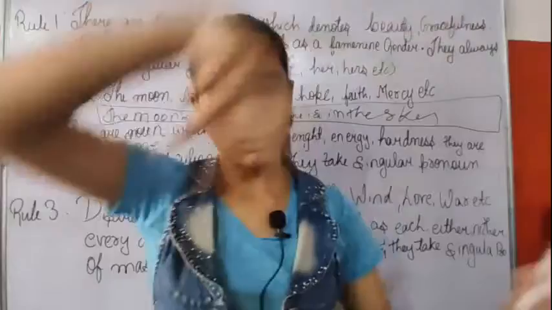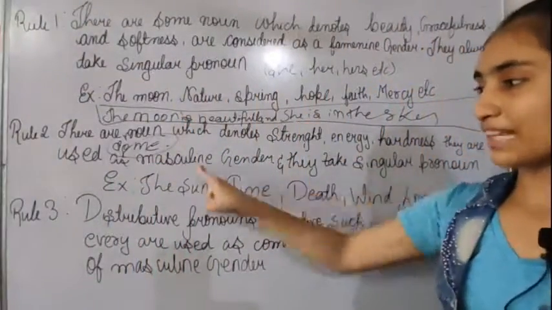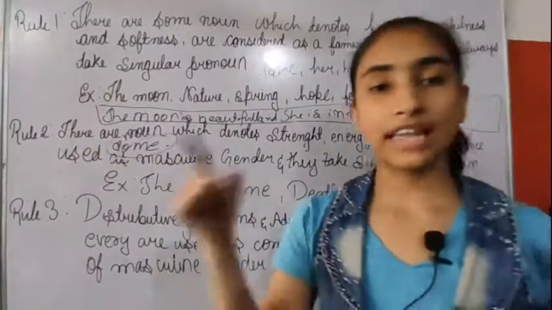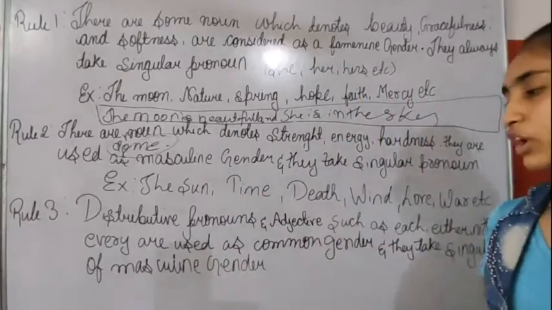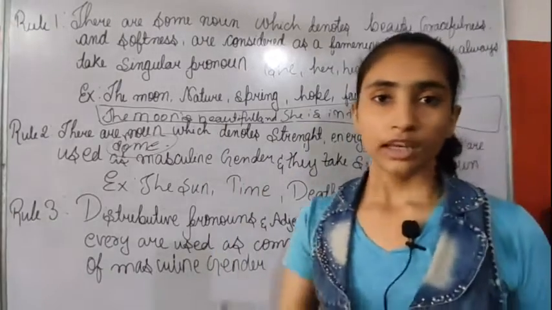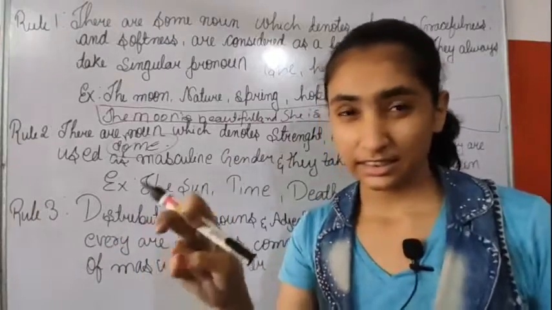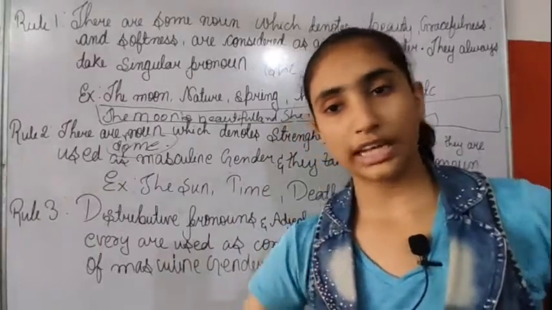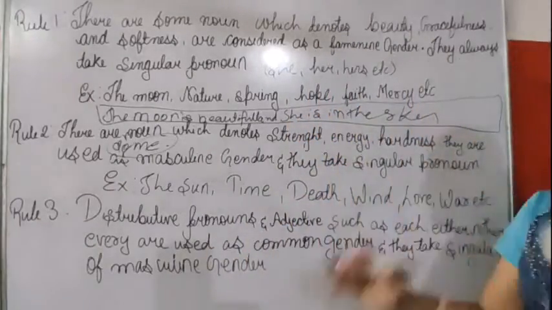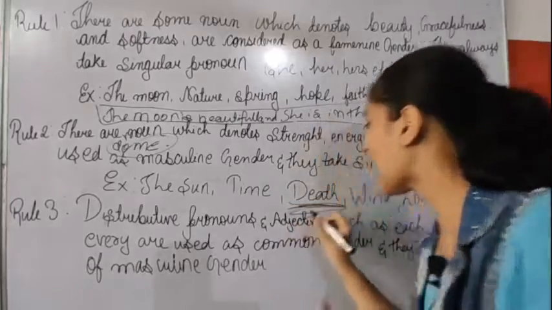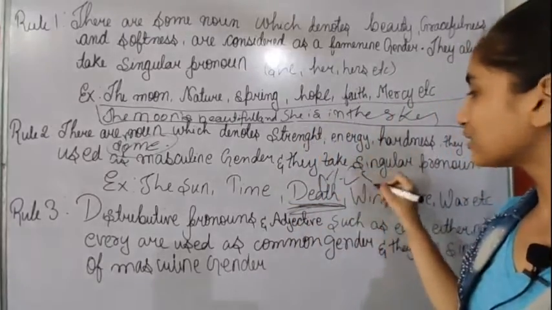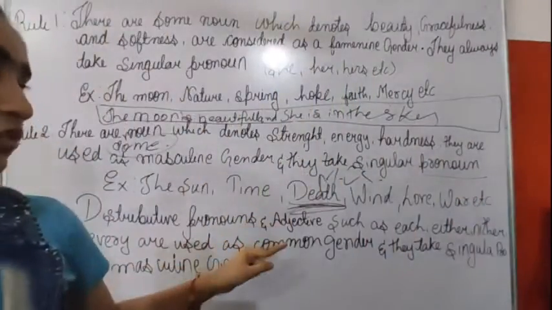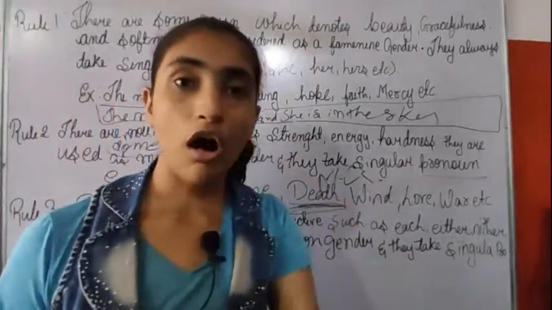That's what I want to tell you all with the help of the second rule. Let's take one more example, about death. Death knows his victim. You cannot say death knows her victim, or death knows its victim. No, death knows his victim. So here you can identify that I'm using a masculine gender with it, and it is a singular pronoun. And that's what is clear to you all.